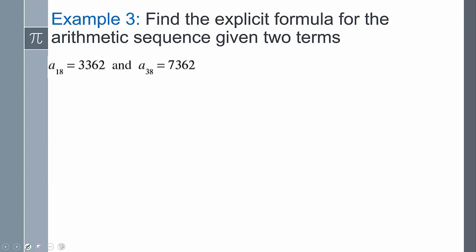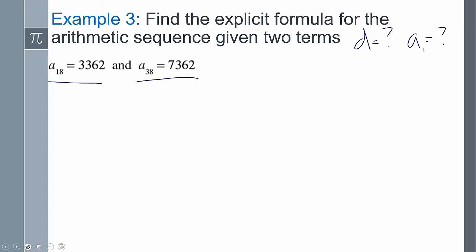Now example number 3. It says find the explicit formula for the arithmetic sequence given 2 terms. Now, for this one, it's really important. They have to tell us what type of sequence it is because we need to know what formula it's going to be. Now, for this one here, we get 2 terms within the sequence, but we do not know what the common difference is. We also do not know what the initial value is, which I established are the two most important values for us to be able to write the formula.